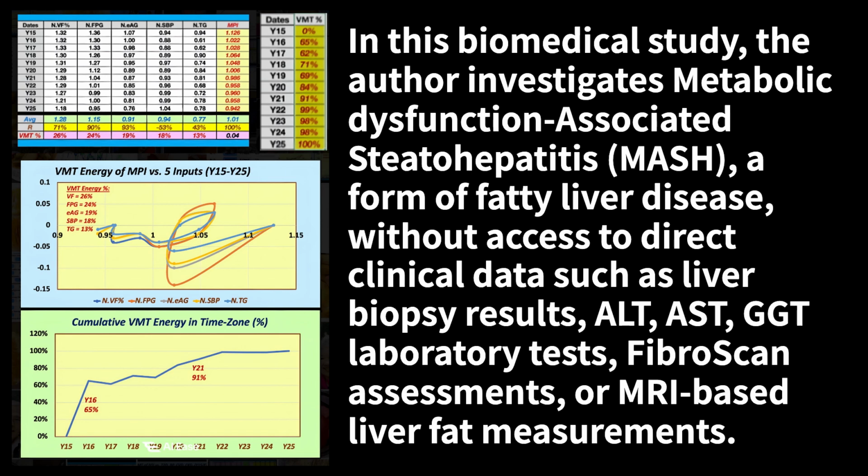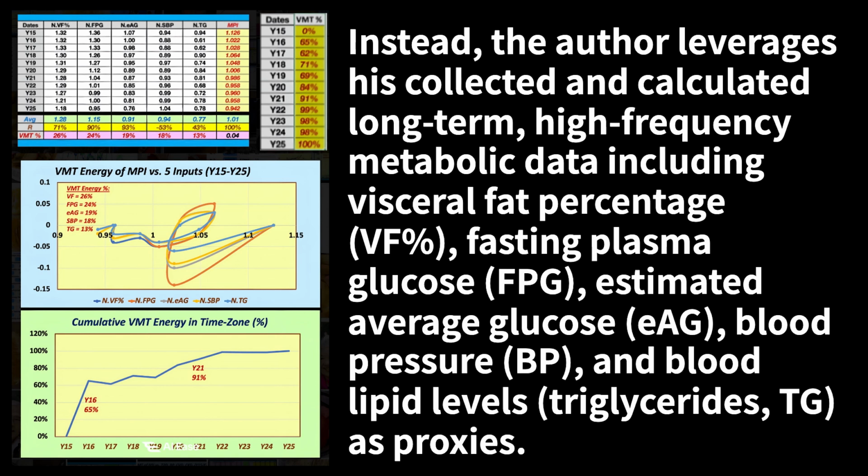In this biomedical study, the author investigates metabolic dysfunction-associated steatohepatitis, MASH, a form of fatty liver disease, without access to direct clinical data, such as liver biopsy results, ALT, AST, GGT laboratory tests, FibroScan assessments, or MRI-based liver fat measurements. Instead, the author leverages his collected and calculated long-term, high-frequency metabolic data, including visceral fat percentage, VF%, fasting plasma glucose, FPG, estimated average glucose, EAG, blood pressure, BP, and blood lipid levels, triglycerides, TG, as proxies.